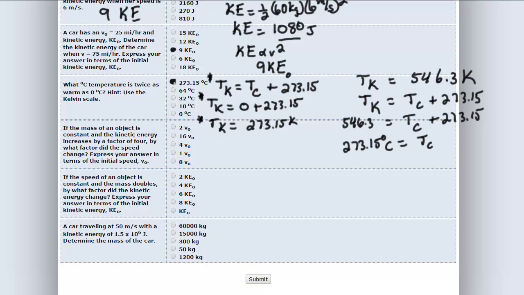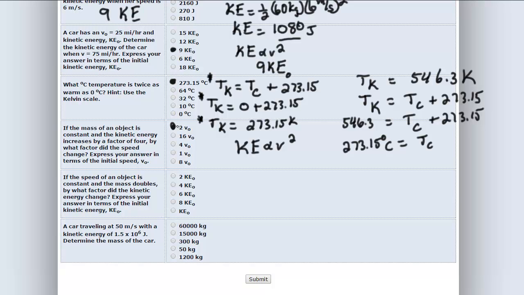If the mass of an object is constant and the kinetic energy increases by a factor of 4, by what factor did the speed change? Kinetic energy is proportional to the speed squared. So if we double the speed, we're going to have 4 times the energy. We triple the speed, we're going to have 9 times the energy. If you have 4 times the speed, you're going to have 16 times the energy. If we have 4 times the energy, that means we doubled the speed.